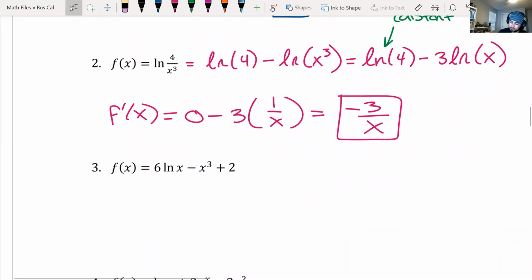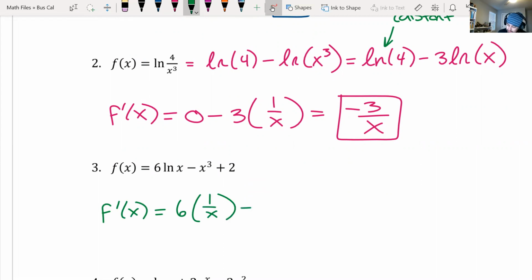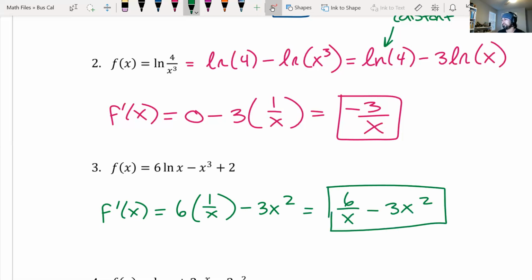Okay. So number 3, no rewriting on this one. Thank goodness. Everything's where it needs to be. So we're just going to start with the plain old derivative, and you're going to get 6 times, and again, the derivative of the natural log of x. What do I get? 1 over x minus what? 3x squared. Yeah, 3x squared. Good. And the derivative of 2 is 0. So you get 6 over x minus 3x squared. Done and done.